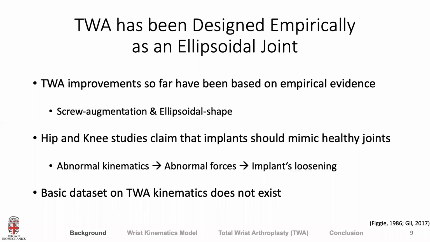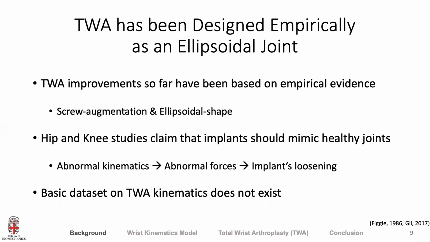So the knee and hip arthroplasties have been studied biomechanically in various conditions. However, the TWA designs have been empirical and by trial and error mostly, because the joint is complicated to study and there are many factors that are involved in wrist movement. And the current total wrist arthroplasty designs assume that the joint is an ellipsoidal shape, and they have helped patients greatly, but as I showed, they still have high complication rates.